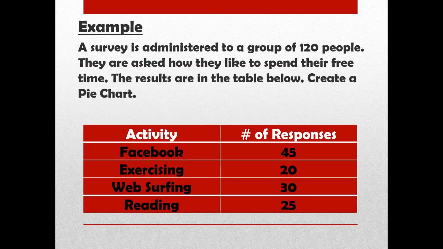So these people like to go on Facebook. 45 of them said they do that. 20 of them said they like exercising. 30 of them said they like to go web surfing, so kind of kicking around the internet. And then the other 25 indicated that their favorite activity to do was reading. So we're going to try to put all of this in a pie chart.